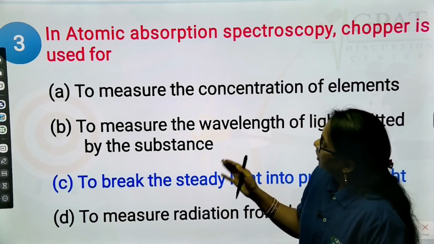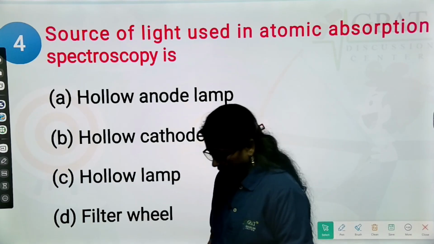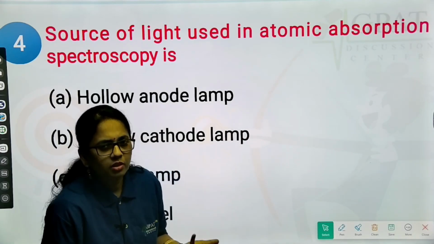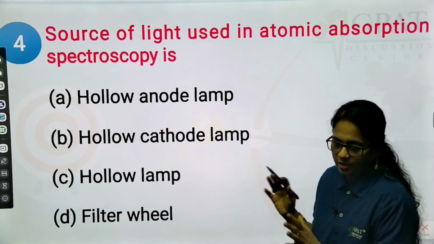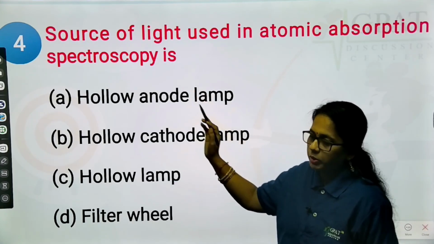Next, fourth one: source of light used in atomic absorption. Just now we have seen in the picture also, the hollow cathode lamp is used as the source of radiation in atomic absorption.